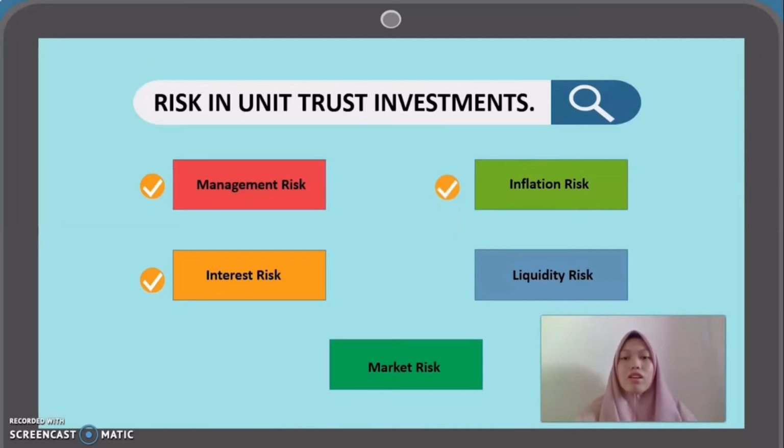Third, inflation risk. When it comes to interest rates in unit trust, we can expect dramatic conditions and movement of either positive or negative return. In fact, the inflation rate and the interest rate are two key macroeconomic variables, which have a significant impact on the economy in general.